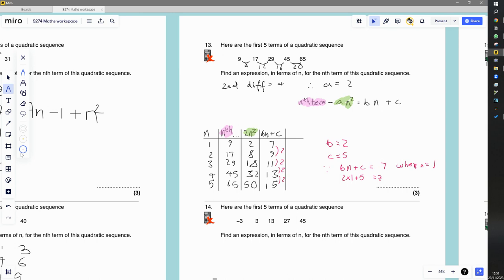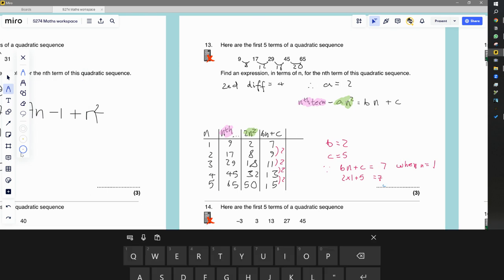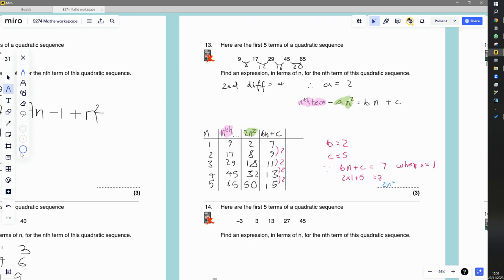So now we can put them all back together, and let's write this in a different colour. So the nth term, I'll write it on the answer then, is going to be 2n squared plus 2n plus 5. That should have been what the final answer is. So let's have a go at another one.